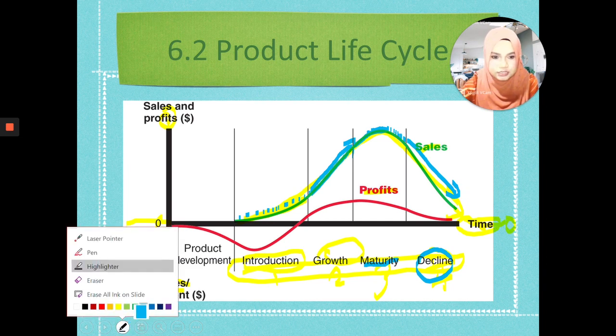Now for profits, let me choose a different color.